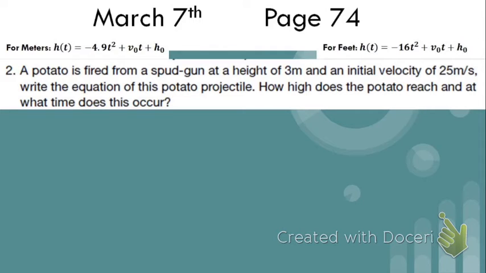Wait, H is height? H is height. But the last one we did know the height. H of t is the same thing as y. That's your function notation. All that's doing is telling you that this equation tells you the height at any given time. You don't need to substitute anything in there.